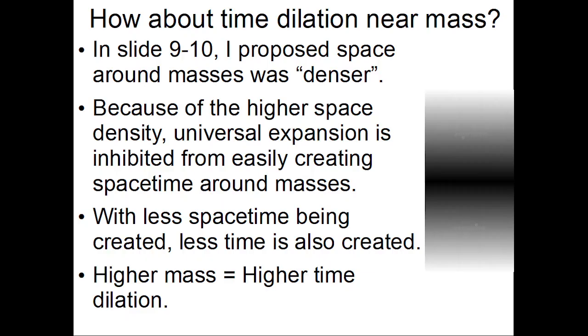So let's look at why masses affect time. In slide 9, I proposed masses condense space around themselves, making space density higher at a rate of 1 over r squared in and around all masses. The higher density slows down universal expansion. Therefore, it slows down space-time creation around masses.